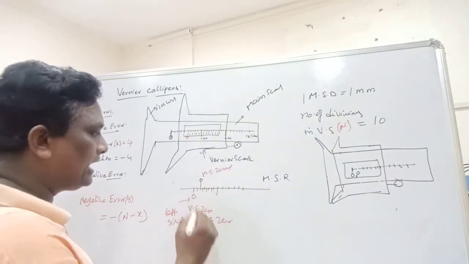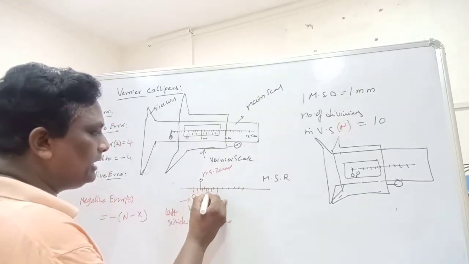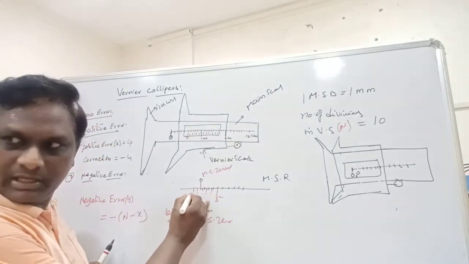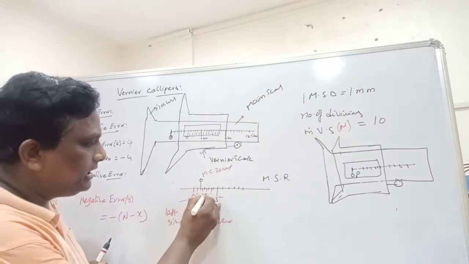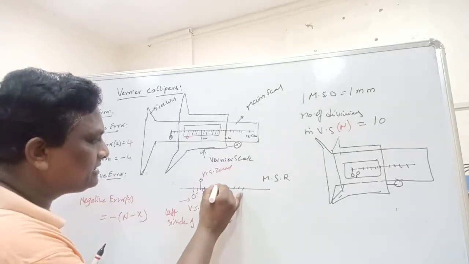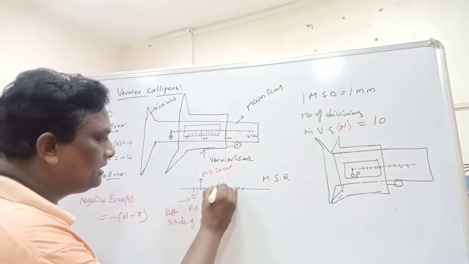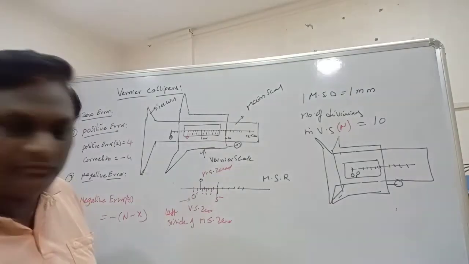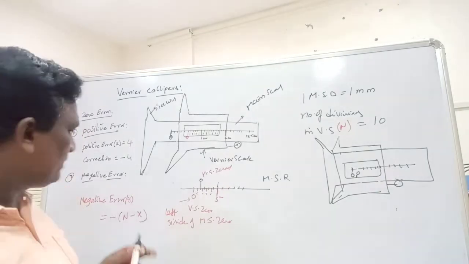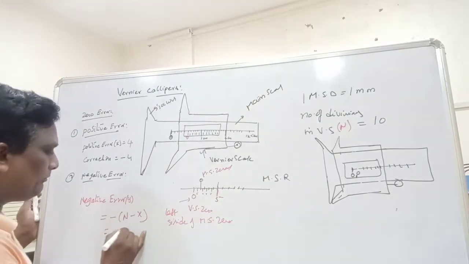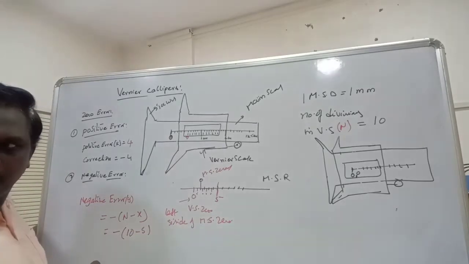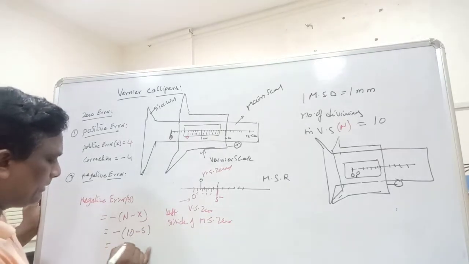See here also you can calculate. 1, 2, 3, 4, 5th division. It is 0 actually. It is 1, 2, 3, 4, 5th division that coincides. 5th division coincides with the main scale division. Is it correct or not? These two coincide like this. So the 5th division coincides, which means x is equal to 5. So finally negative error is equal to minus of 10 minus 5, that is equal to minus 5.